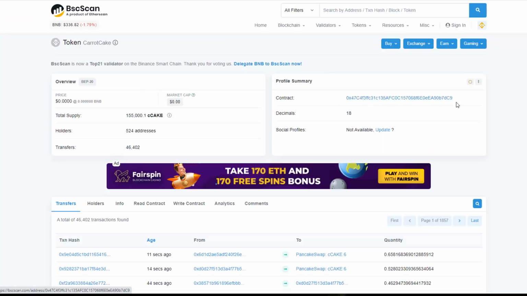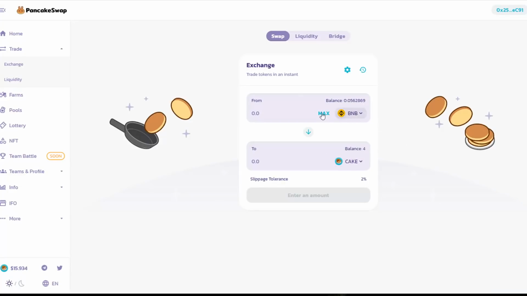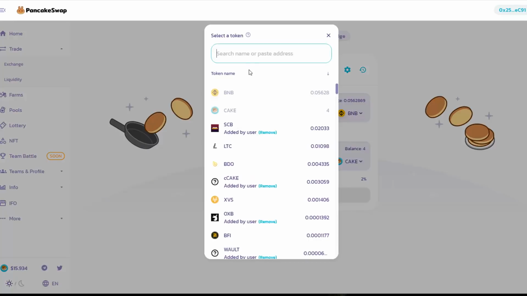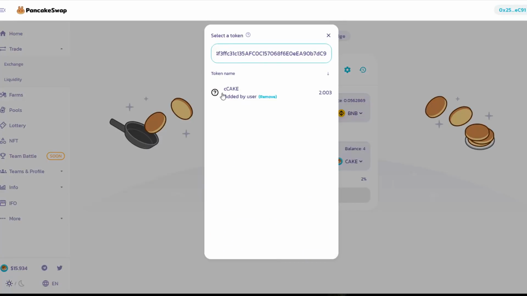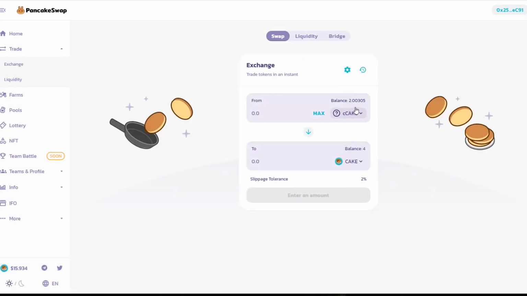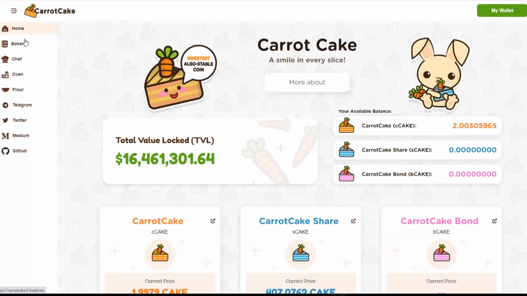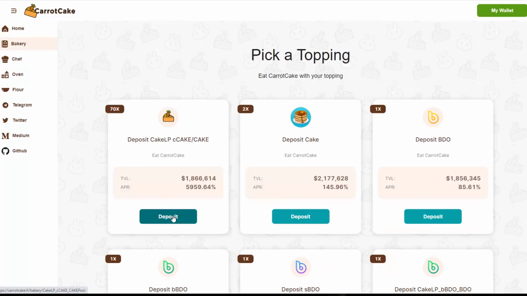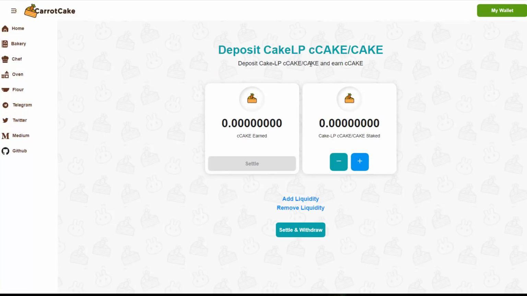Alright, so now I know the contract address here. I can copy this, and then I can go to PancakeSwap, and then I can just simply paste it in here, and this should give me the CarrotCake or cCAKE. Okay, so what I've done is I've purchased 2, and now I need, let's go back here, I need the equivalent, which is cake. So I need 50-50, right? 50 cCAKE and 50 cake.